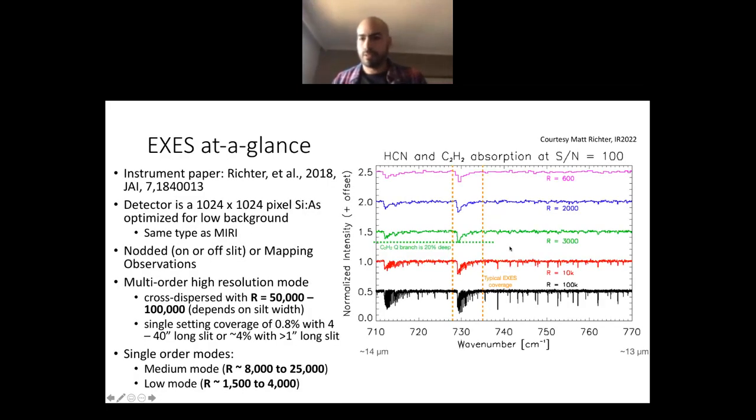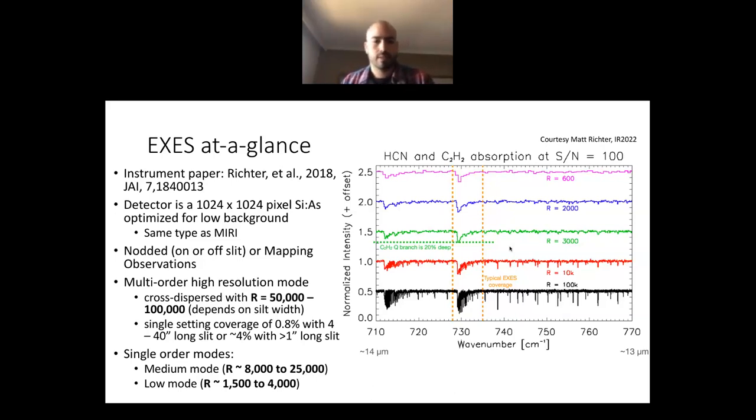Starting with revisiting some concepts that we heard from both David and Sarah's wonderful talks. At the top, I've highlighted the instrument paper by Matt Richter, the PI of EXES, that gives a general background on what the instrument is. On the right is a slide from his review talk at IR 2022, where he showed how, as you move from low to higher resolutions that EXES can do, a lot more narrow lines start to pop out that you just missed at lower resolution, which was a concept that Sarah showed just recently in her talk.